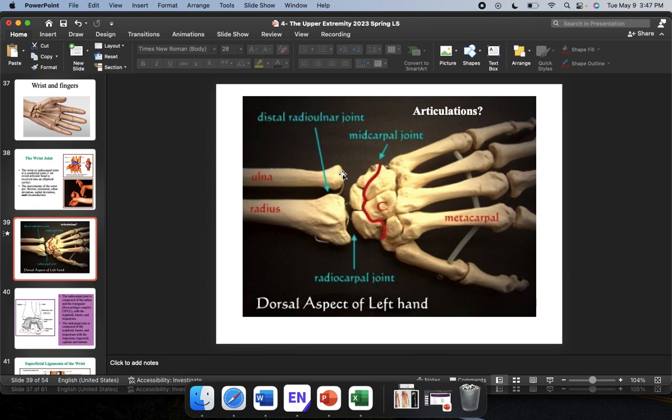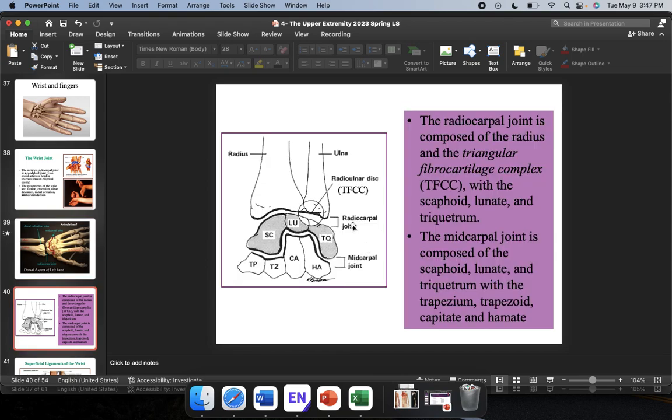The joints that make up the wrist are going to be the radiocarpal joint, and then we're going to have a midcarpal joint and our carpometacarpal joint. One more time, our carpometacarpal joint. So I'm going to move down into this.